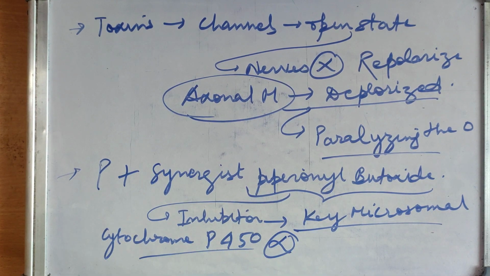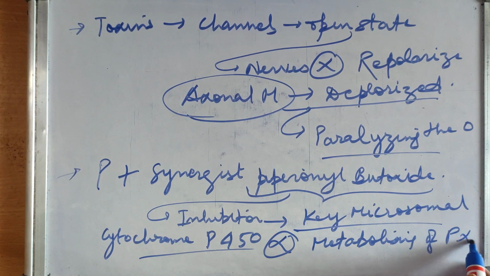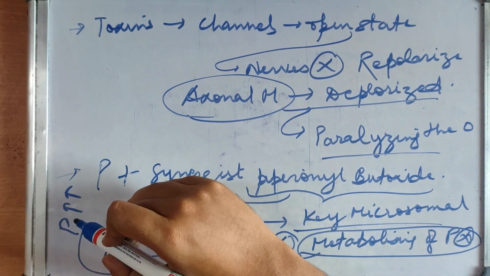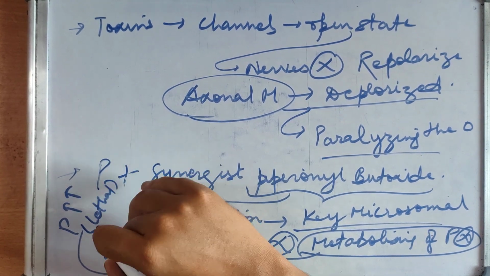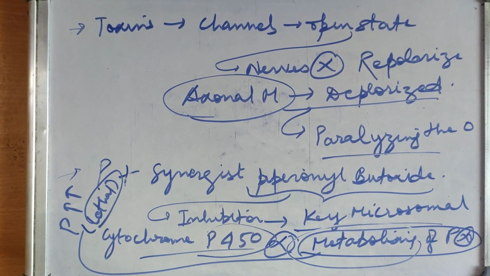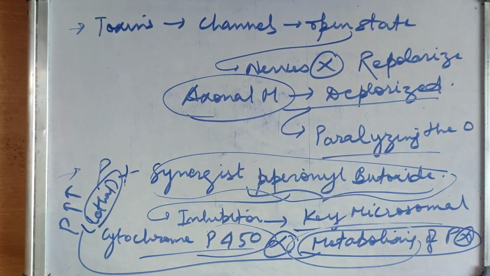So what happens when it is inhibited? The metabolizing of pyrethroid doesn't take place, and hence the efficiency of pyrethroid is increased, that is, it is more lethal. Normally the organism's P450 cytochrome metabolizes pyrethroid so that its lethality is lowered. But when the synergist piperonyl butoxide is added, the metabolism is reduced as P450 is inhibited. Hence the lethality of pyrethroid is increased.